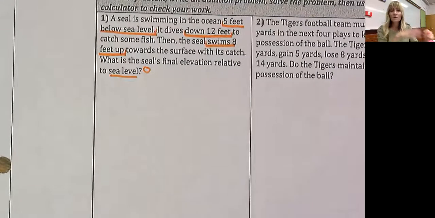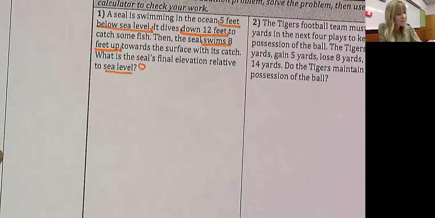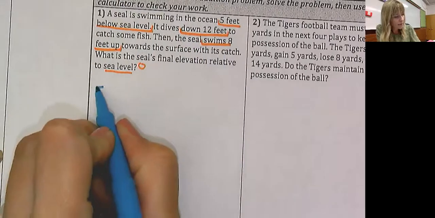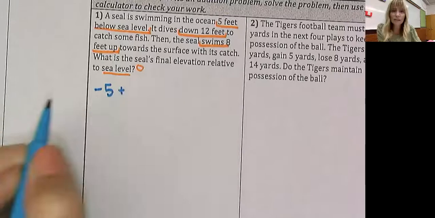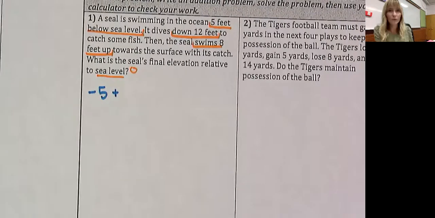Right? So now that I've annotated and thought through that, I am ready to set up an addition problem. Always write down your addition problem first. Model your mathematics, model your thinking. So 5 feet below sea level, I'm going to start with a -5. And I'm going to make all of this addition since that's what we've been talking about. I'm going to put addition as my actual verb. That's my operation. Addition is what I'm doing.